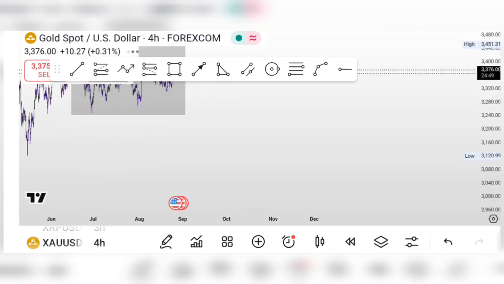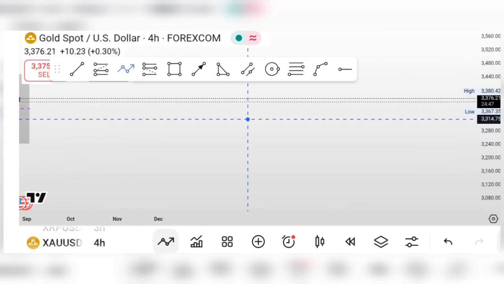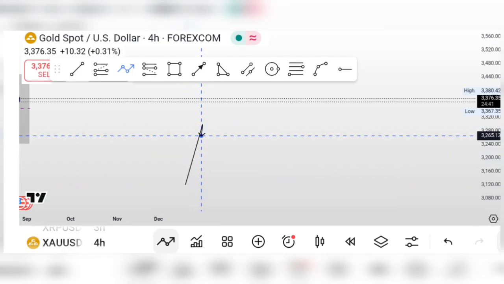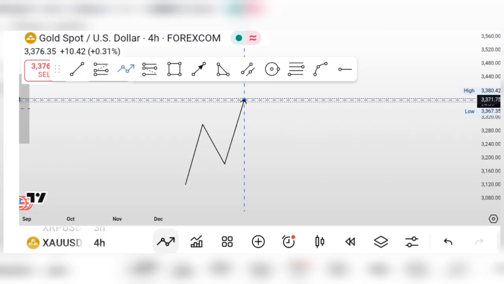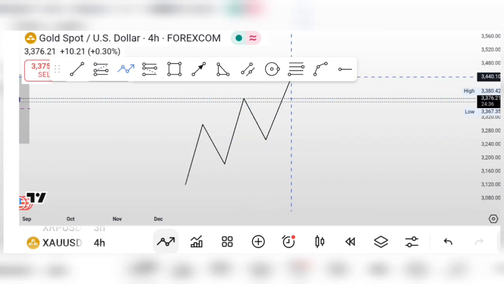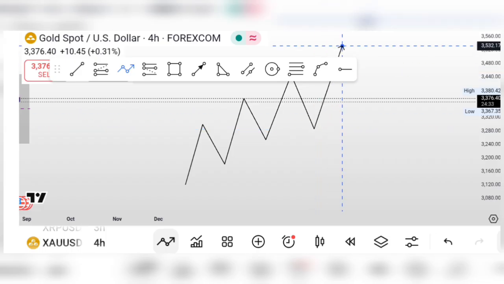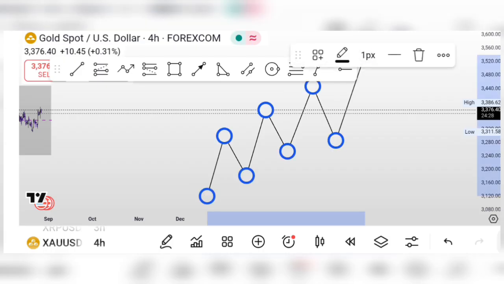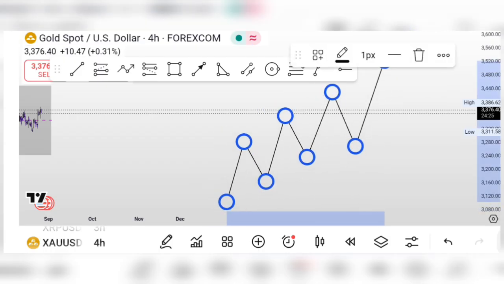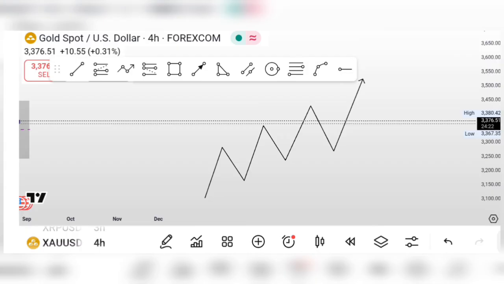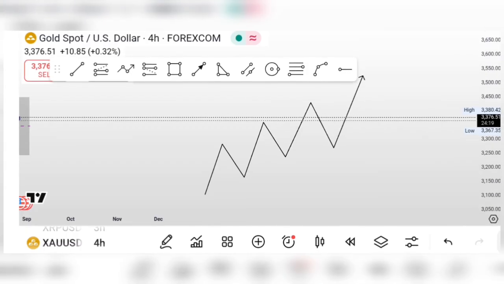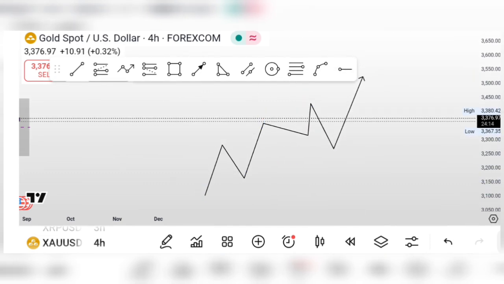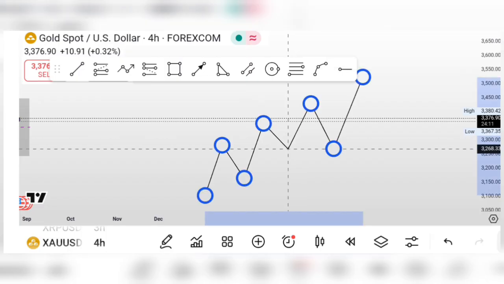But before I show you that, first of all, in this market structure, the structure only comprises the higher high, the higher low, the higher high, the higher low, the higher high, the higher low. This is what it mainly comprises of. This higher high and higher low is for the uptrend, the market that is going up. This is an uptrend market.